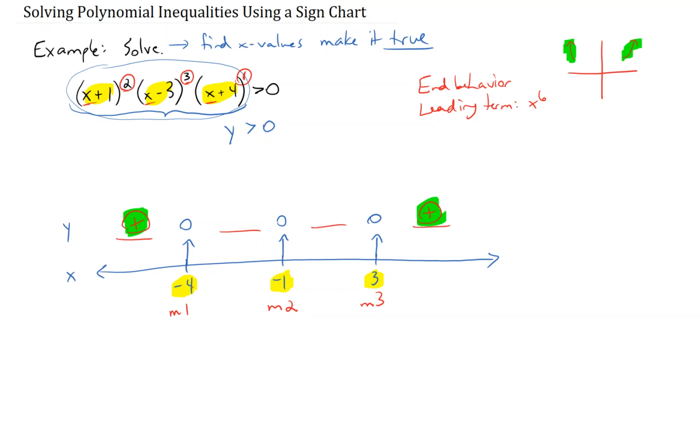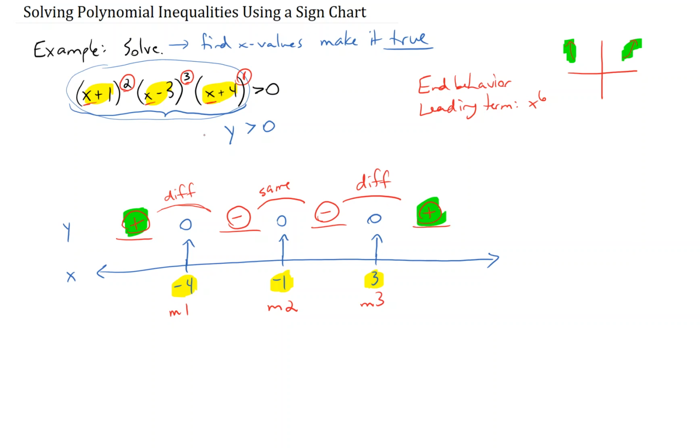Since -4 has a multiplicity of 1, which is odd, these two signs must be different, so this has to be a negative. -1 has an even multiplicity, meaning these two signs have to be the same, so this would have to be a minus. At 3 we have an odd multiplicity, so these two signs have to be different, and they are, minus and plus. So now we've got all of our y values.